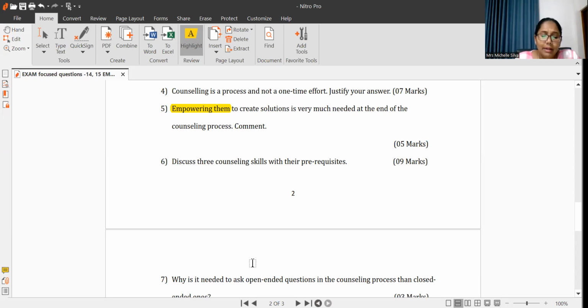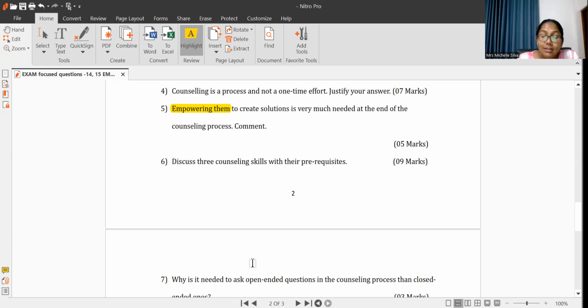Like under attending, let's say you should not just say attending is important. Because we already know attending is important, that is why the skill has been identified. How does attending happen? It is the ability to be physically present for the client. It means giving them your undivided attention, making appropriate eye contact, mirroring body language, and nodding the head. These are some examples for attending.